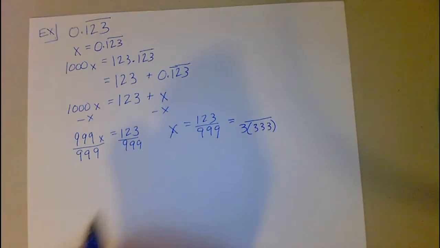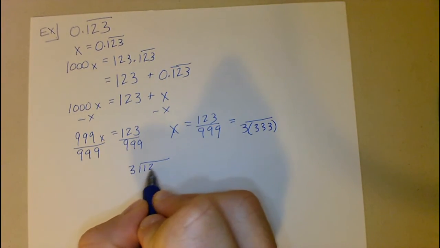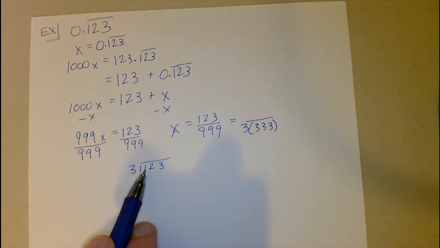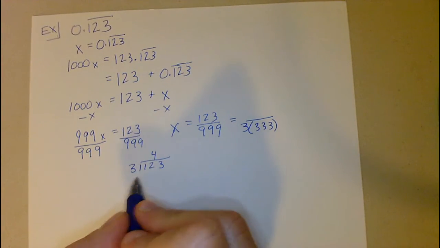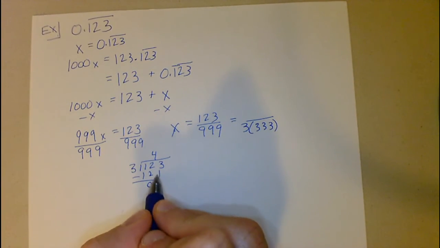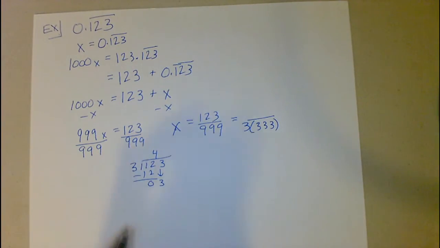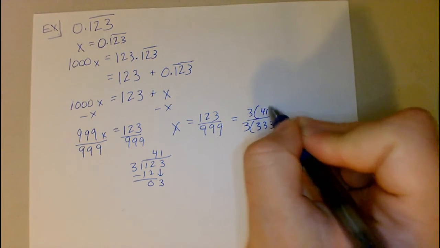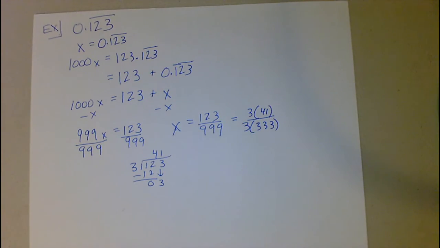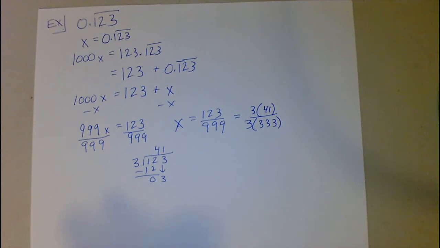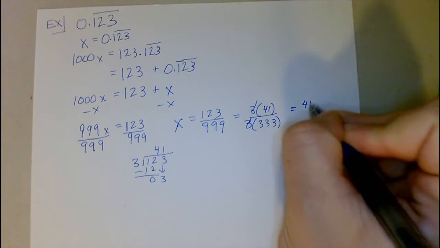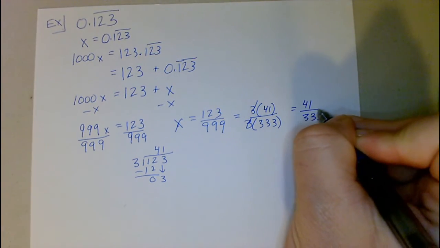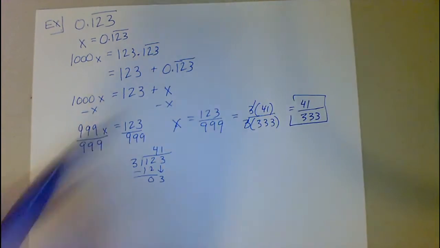And just real quick, if I do some long division, how many times does 3 go into 123? 3 does not go into 1, but 3 does go into 12 4 times. 4 times 3 is 12. Subtract, you get 0. Bring down the 3. And 3 is going to evenly go into 3 one time. And so on top, I can factor that as 3 times 41. And according to simplifying fractions, 3 divided by 3 is 1. Those cancel, and I'm left with 41 on top and 333 on the bottom. And those are actually relatively prime.